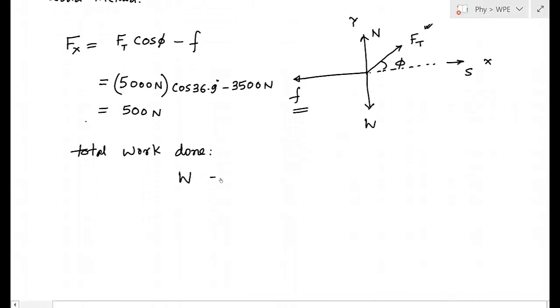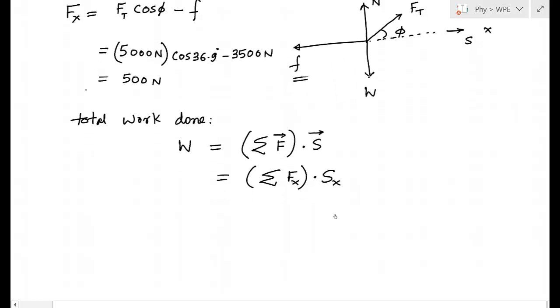So we can write work done is equal to the summation of all the forces in vectorial notation, and then we have to take the dot product with displacement. Since I know the summation of all the forces, I have to only consider the x direction. So I can also write summation of Fx, and then simply multiply by the displacement in the x direction. In this case the displacement is given in the x direction, that is 20 meter.